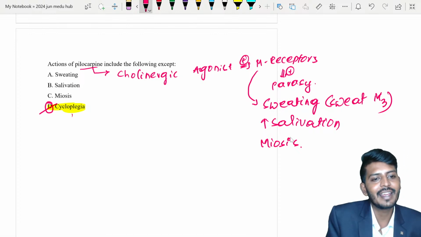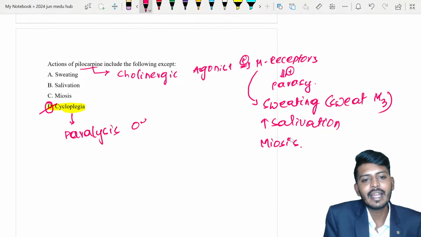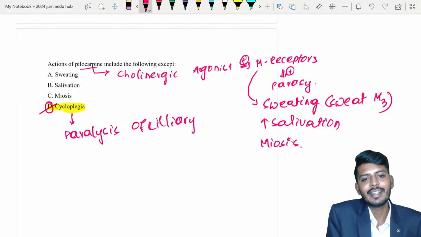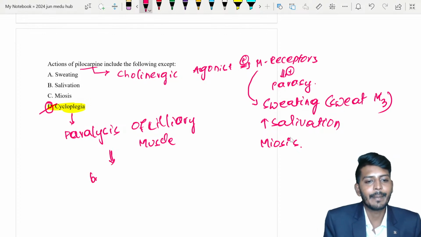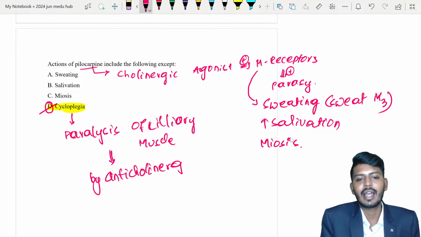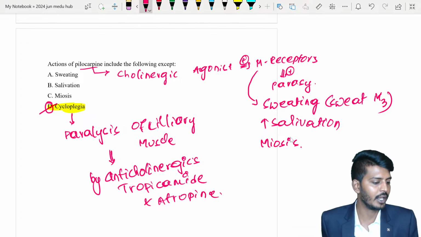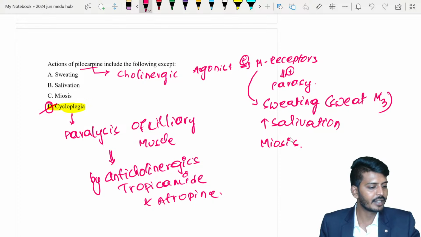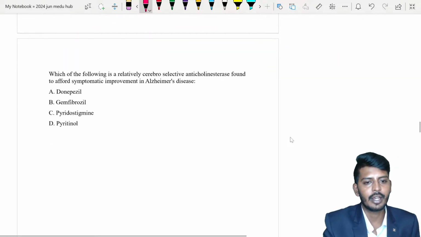Cycloplegia कब होता है? Cycloplegia is a type of paralysis of the ciliary muscle. And paralysis of the ciliary muscle is caused by which drugs? Anticholinergics such as your tropicamide and atropine. Okay, ये हो गया तुम्हारा cycloplegia का story. Okay, clear? Hope everything is clear. Cycloplegia is the answer. Any doubt? If you have any doubt, you can just put it there.